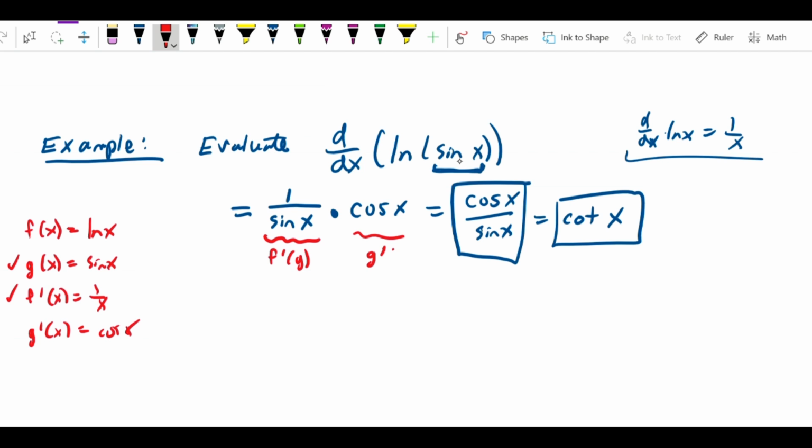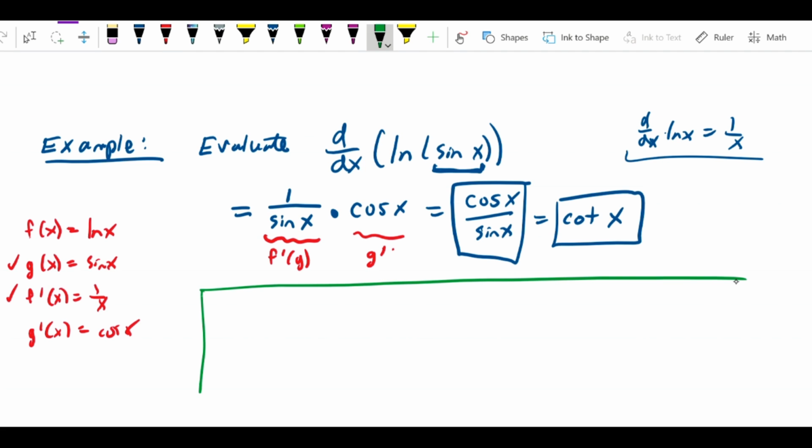Now, I want to just do a little aside here because this is the point where you might start to ask, why is the rule any different? In other words, if the derivative of ln x is 1 over x, why isn't the derivative of ln sine x just 1 over sine x? Why is there a different rule depending on what's inside?